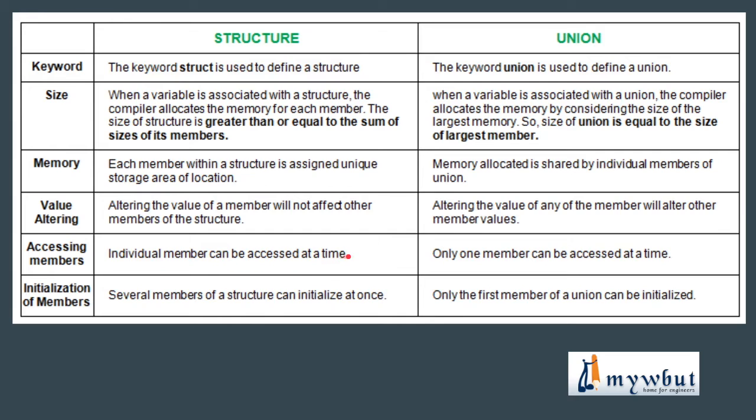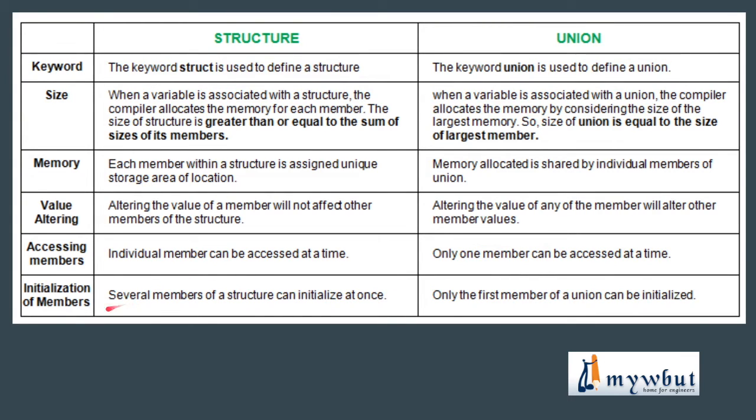Accessing members. Individual members can be accessed at a time. Yes, in case of a structure, you can always access individual members. But in union, only one member can be accessed at a time. And that is pretty obvious because the memory that is occupied is shared. So in any case you will not be able to access two members at a time. You have to access only one member at a time.